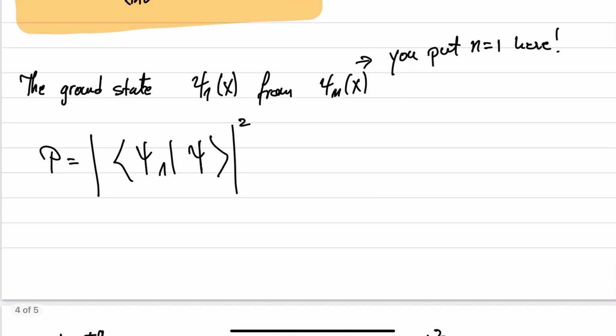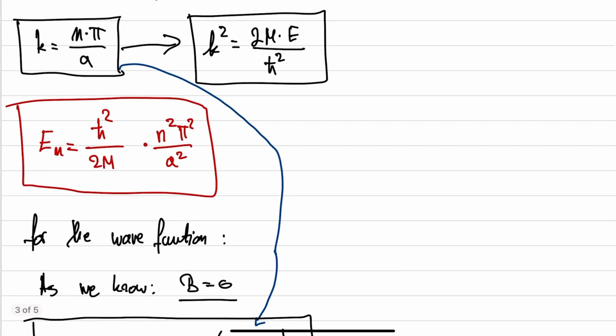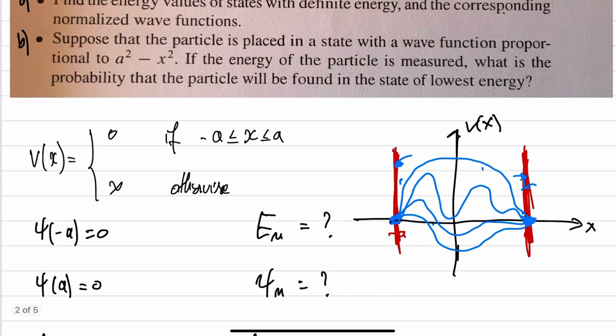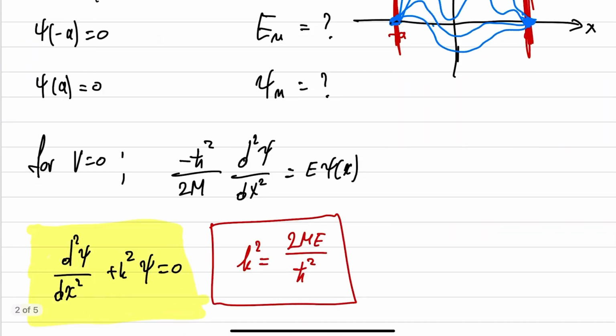Okay, so this is the end of the problem, and I guess this is one of the simplest problems in a quantum mechanics course. This would be a first chapter problem when you learn about states and wave functions and so on.